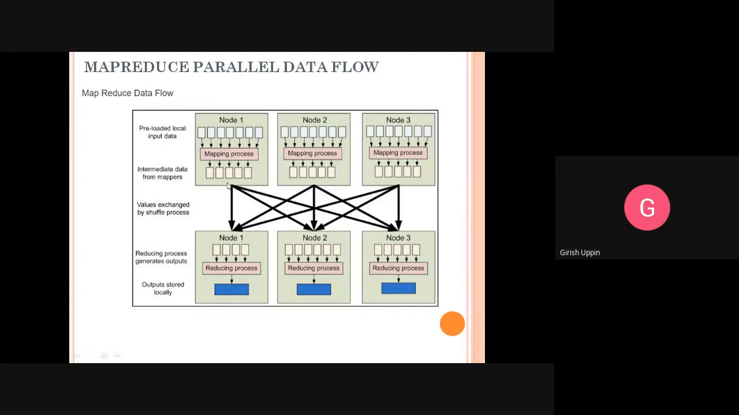Then there is the intermediate output that comes from the mapper. Similarly, on node 2 and node 3, the mappers are running. Then values are exchanged by the shuffle process. The values will be shuffled based on the key. Whatever key they have, the values will be shuffled. Once that shuffling takes place, the reducing process works on the shuffled data and generates the output on the system.